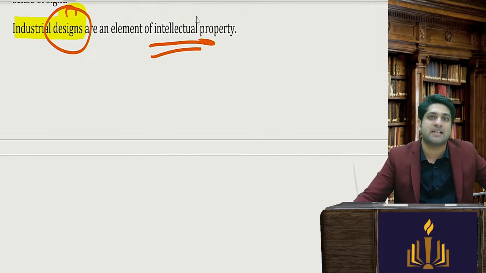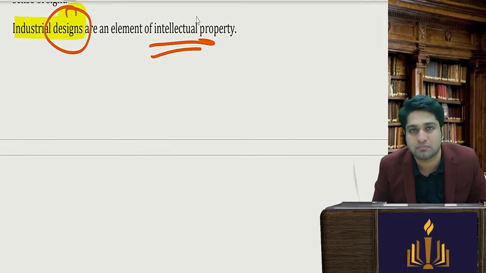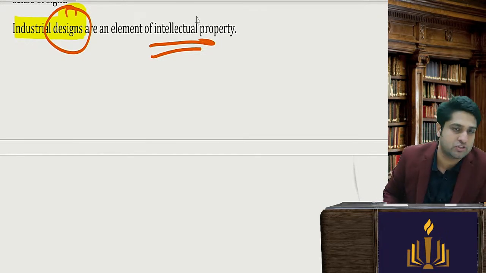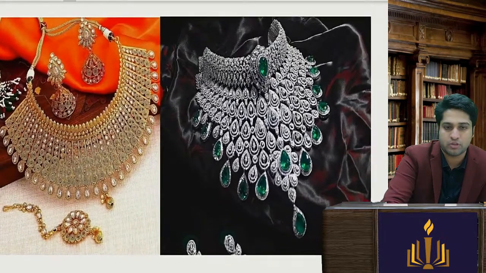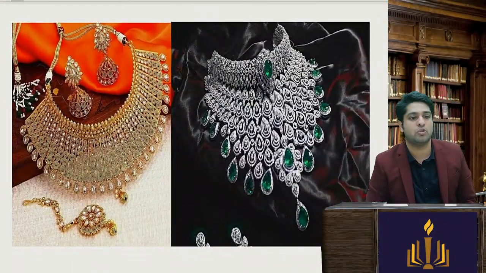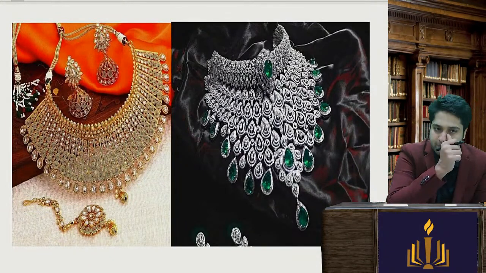So if a designer has designed something very beautiful, the product shape, he can come and get himself registered. Let's take an example. If I ask you, from the two images or the two products, which one do you like? The one on the left or the one on the right?